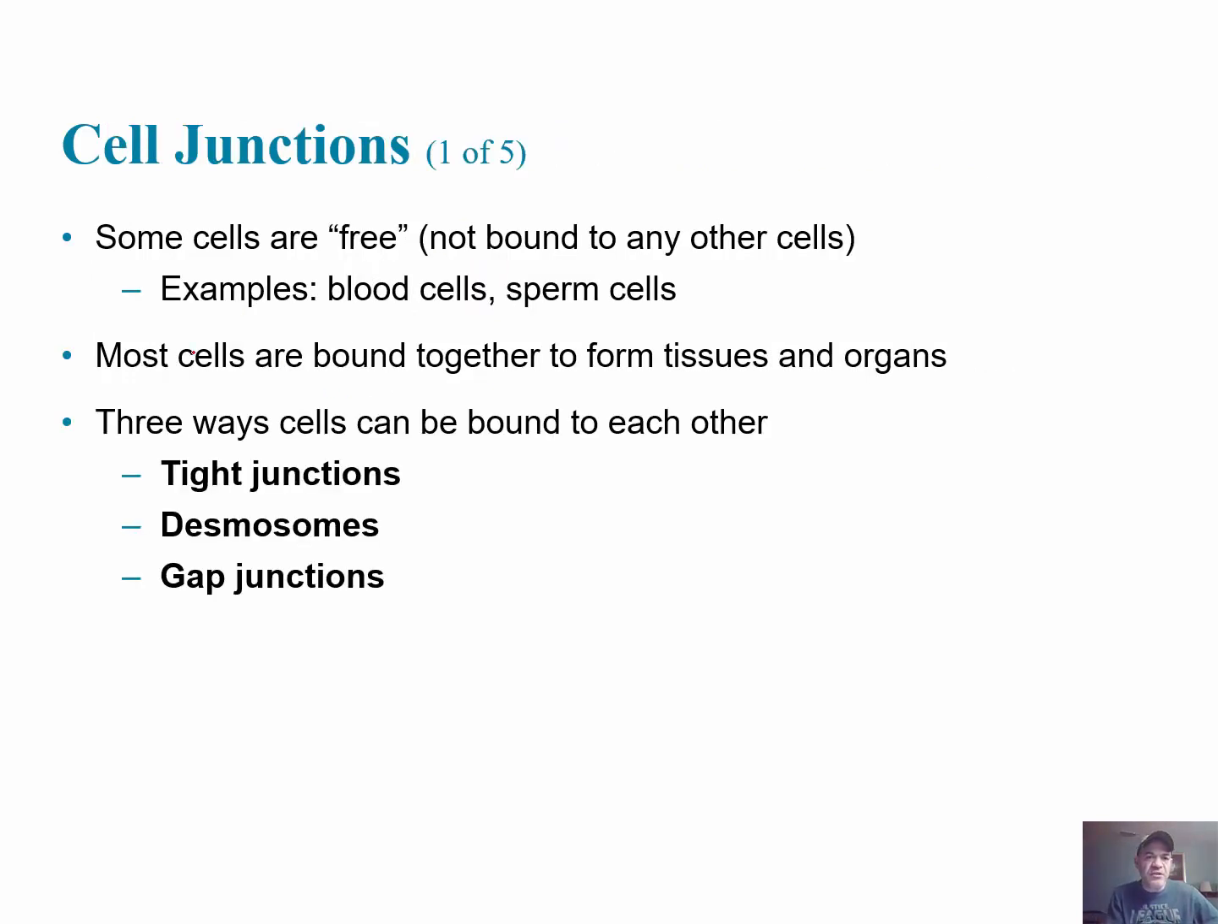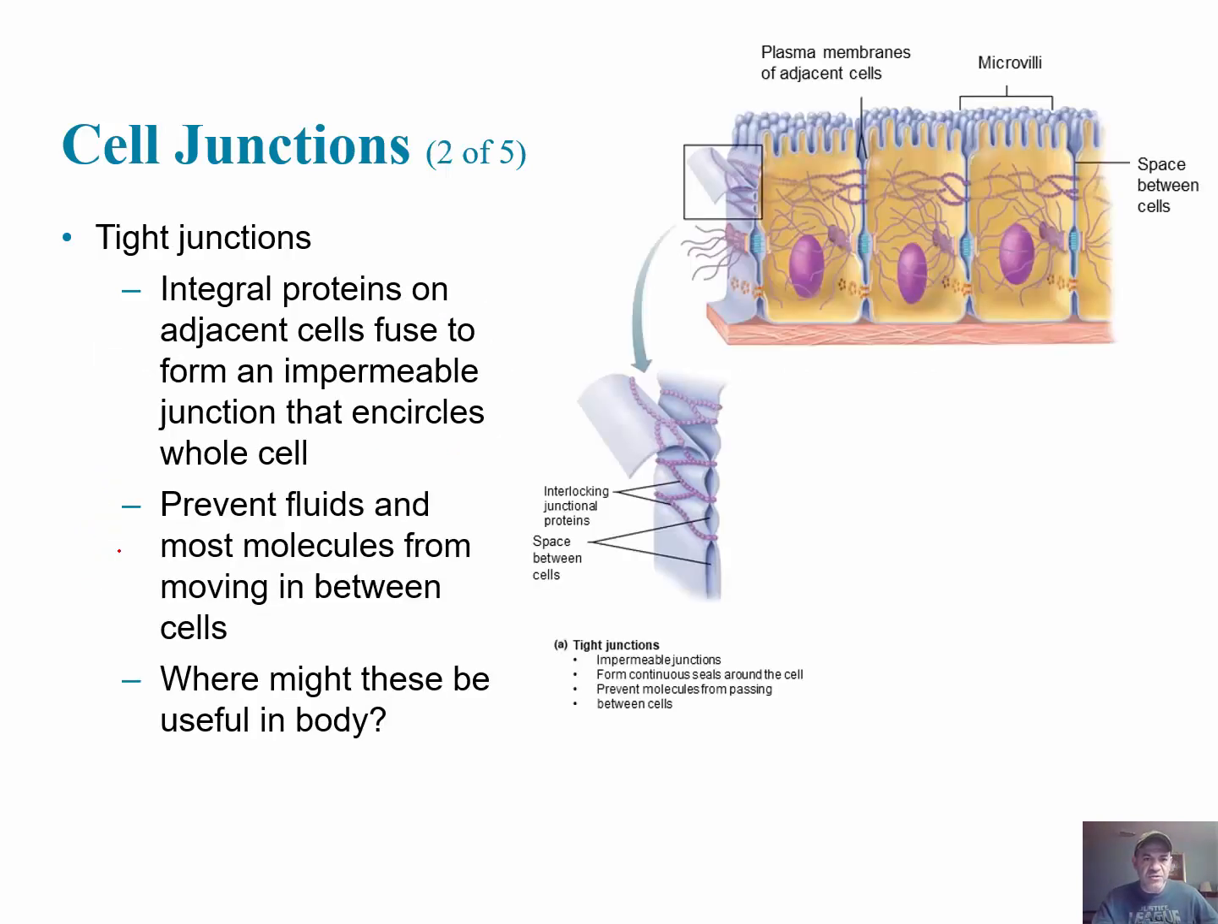We're going to look at cell junctions here. Now, some cells are just going to be free. They're not going to be bound to any other cells, and they include things like blood cells, which are just free there within the plasma, or sperm cells that are just free and not bound to anything. But most cells are going to be bound to form tissues and organs. And there are three ways that we're going to look at that they can bind to each other. They include tight junctions, desmosomes, and gap junctions.